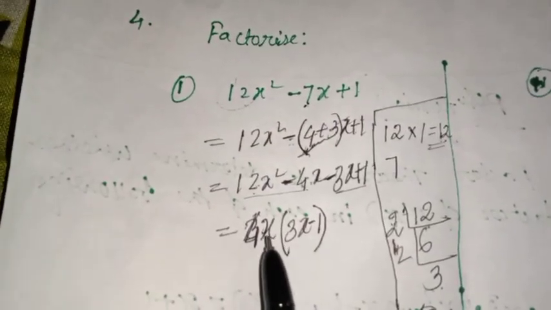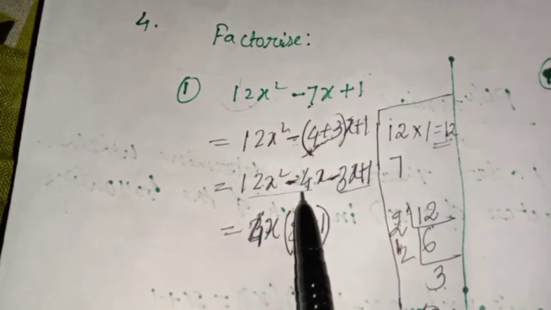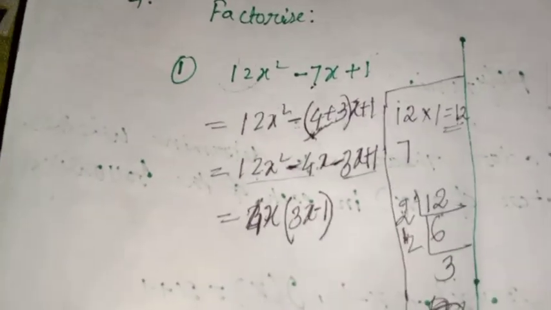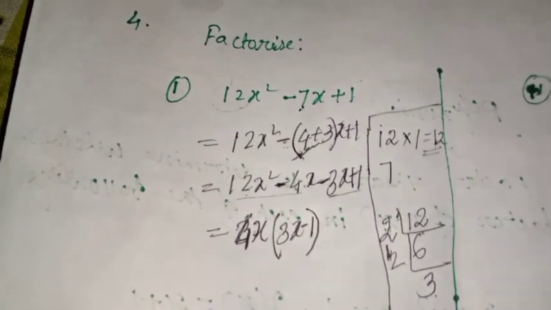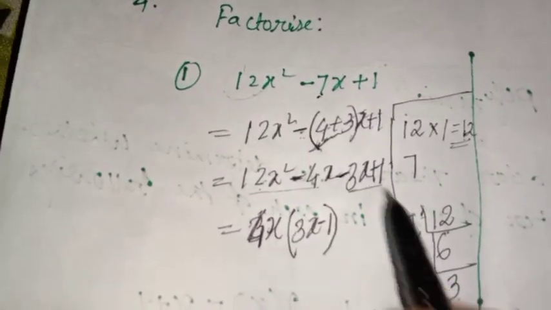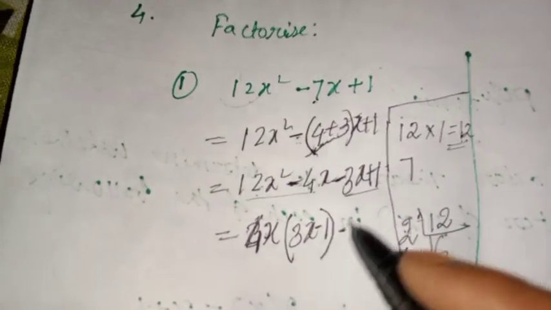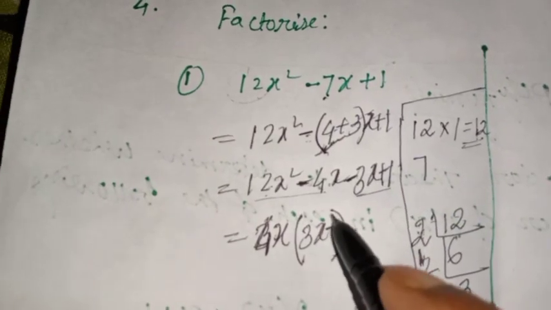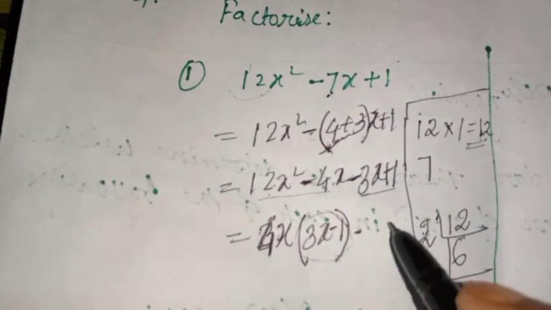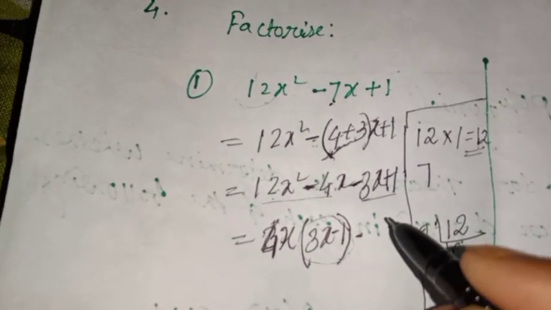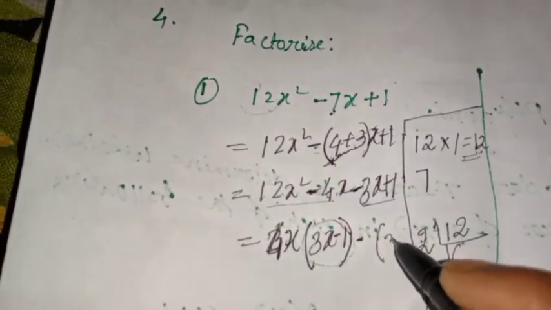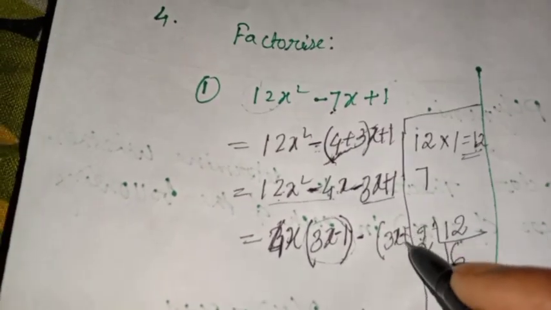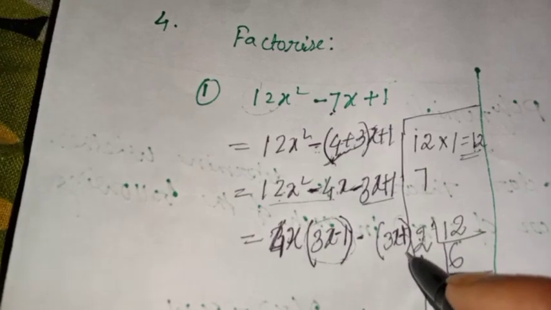Now after taking common, check it. When you take the product, you have to get back this: 4 into 3, 12, x into x, 12x square. Then 4x into 1, 4x again. Now here you have to see what is the common. What you get under the bracket, you will get back the same here. If you are not getting that, your simplification is wrong somewhere. You will get 3x minus 1.